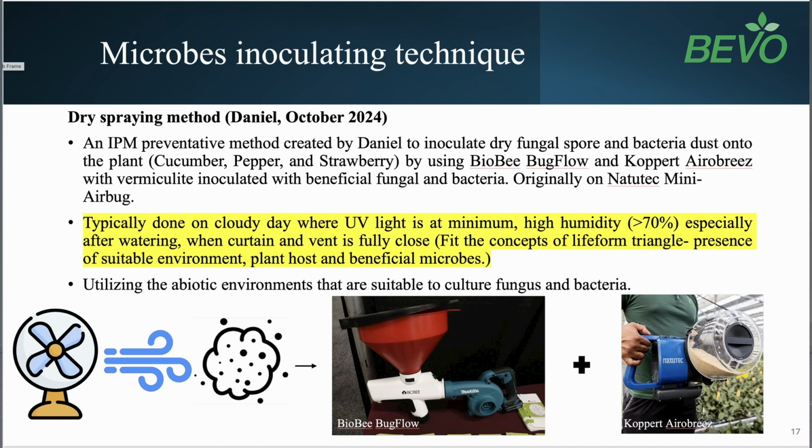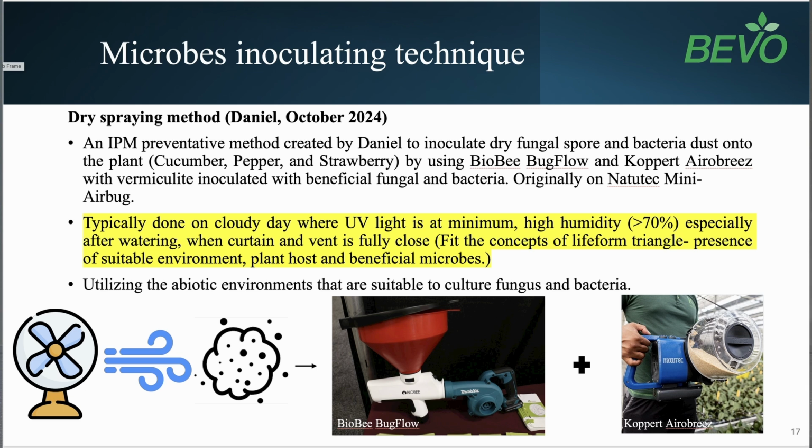Originally, we were using a Nature Tech mini air bug, which is a very cute looking fan thing, but because we are at the propagating stage, there are so many plants, it's actually quite slow in our opinion. Later we switched to BioBee bug flow and corporate aero breeze for releasing this method.